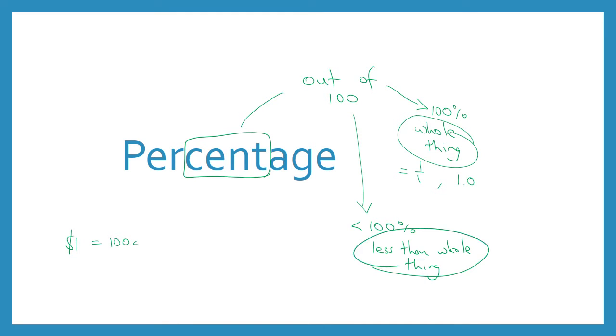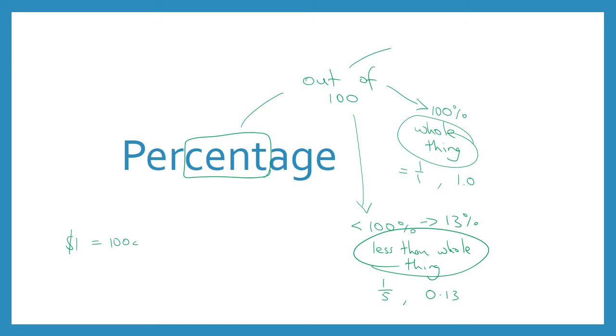That could be a percentage like 13%, or a fraction like 1/5, or a decimal like 0.13. All of these are numbers which are less than the whole thing. So when our percentage is less than 100, we have less than 1.